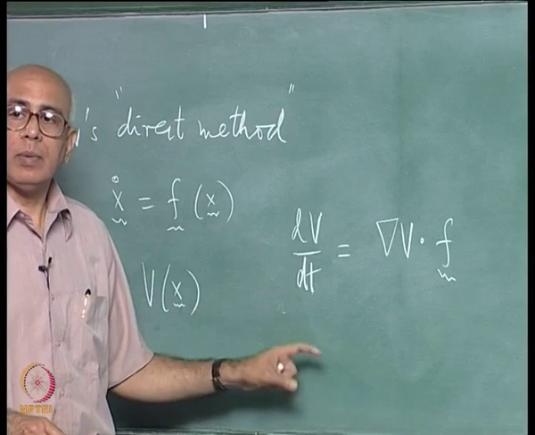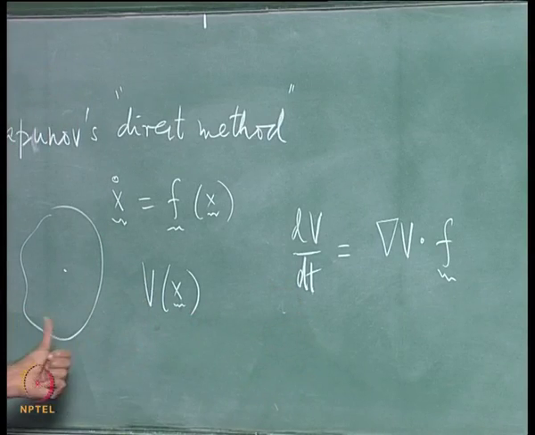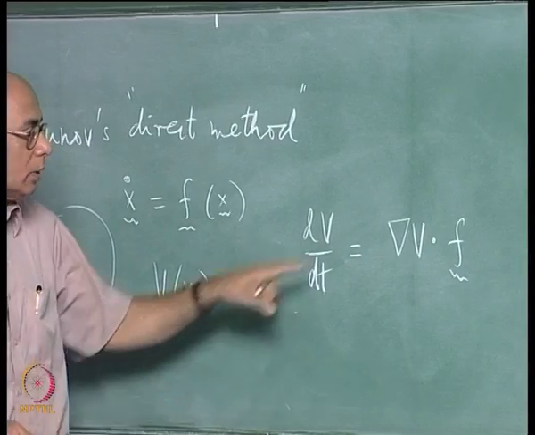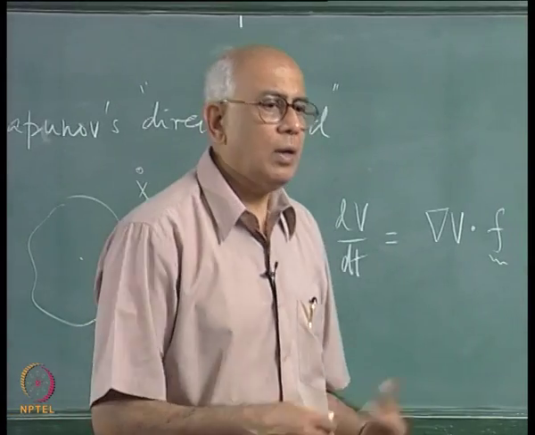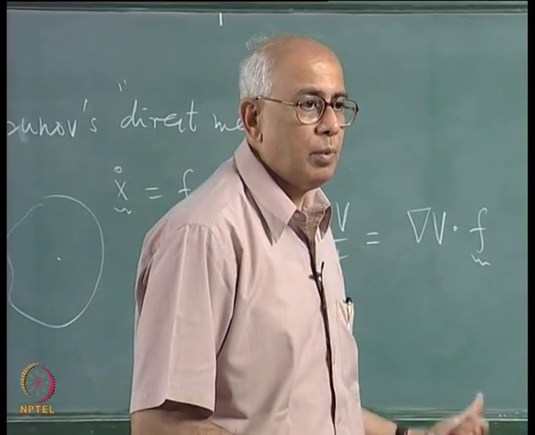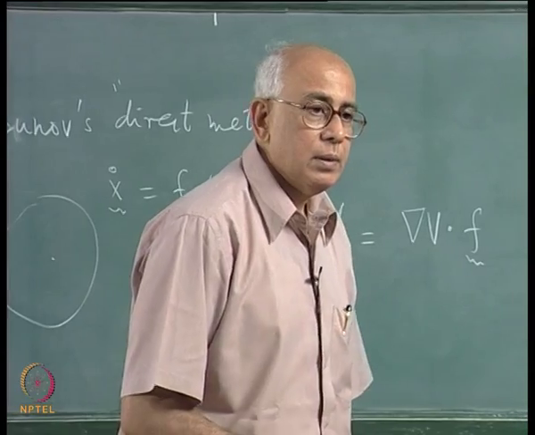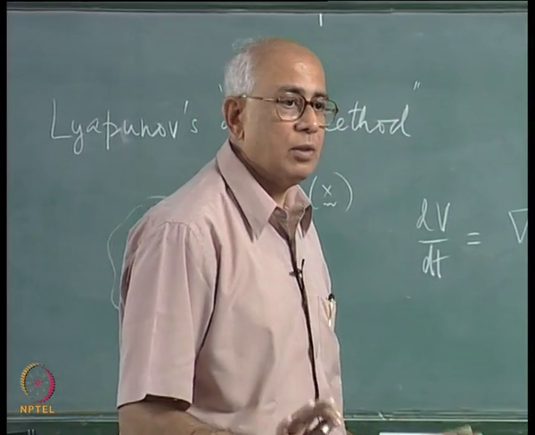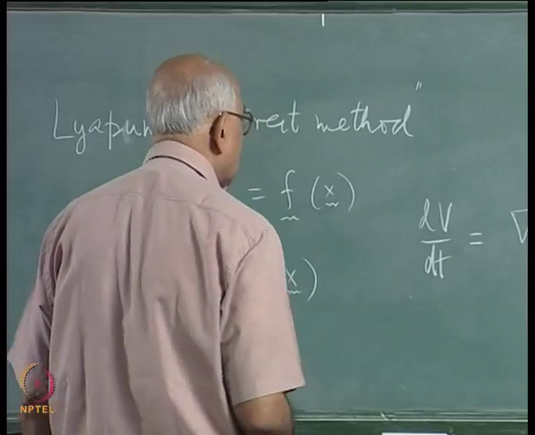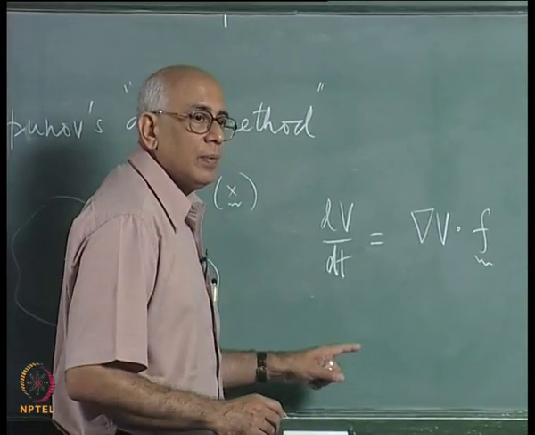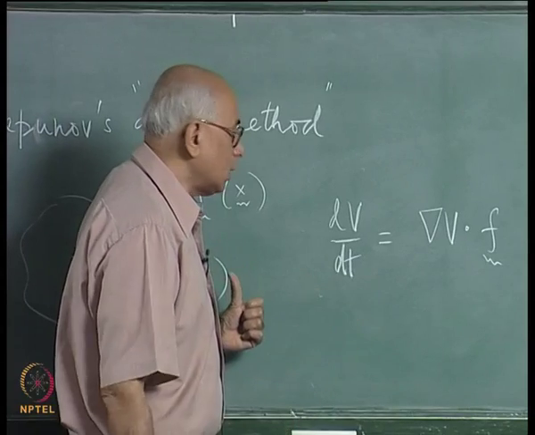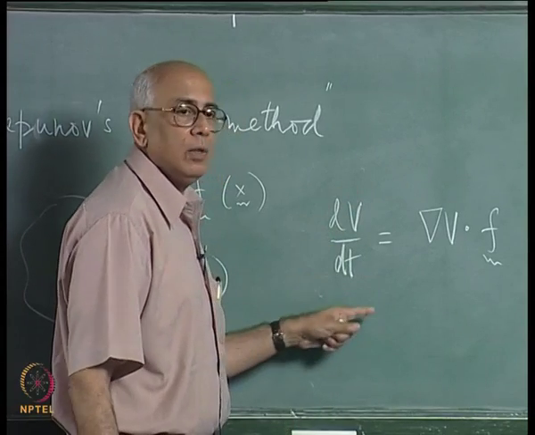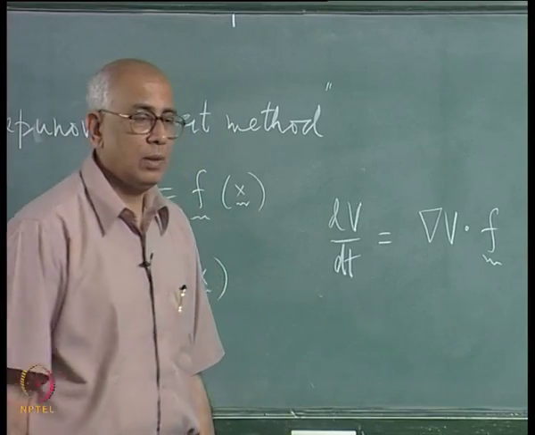And I can make statements based on whether V is positive definite or negative definite. I can make statements on the stability based on the sign of this quantity here. So I introduce an auxiliary quantity called the Lyapunov function V. No statements as to how you discover this function, based on experience for instance, and then analyze the stability. There are stability theorems which I will quote and discuss depending on what dV over dt does in this neighborhood.